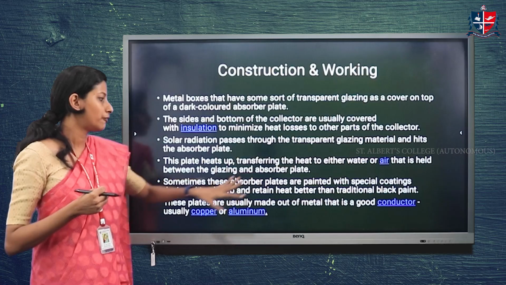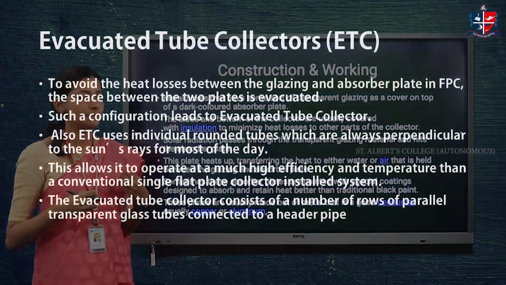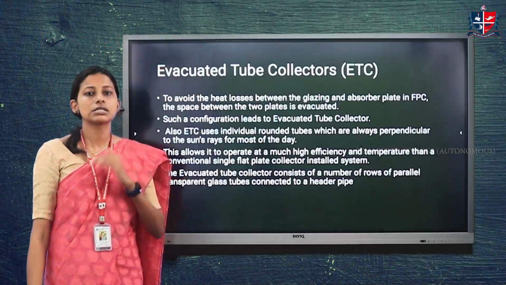They are usually made of metals that are good conductors. Usually copper or aluminum is used for these pipes. Next, let's go to the next type of non-concentrating solar collectors.